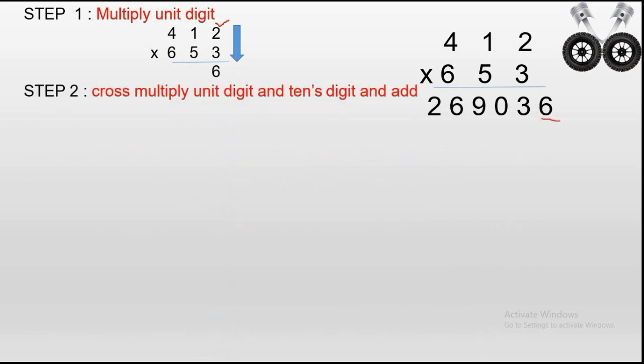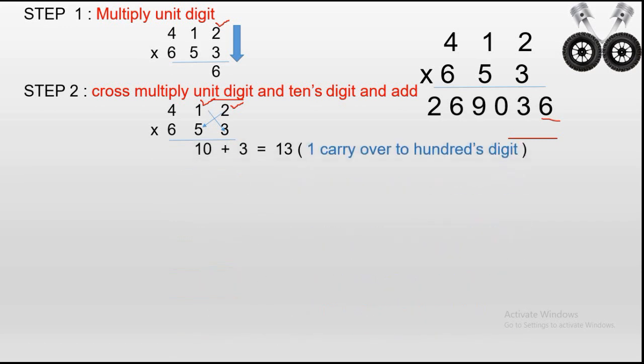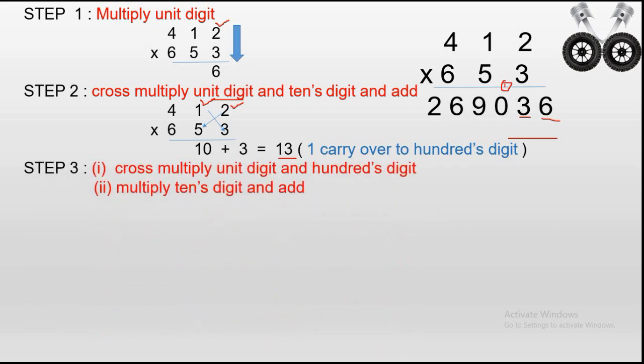Step 2, cross multiply unit digit and 10th digit and add. So after that we have to cross multiply the unit digit and 10th digit. We cross multiply the numbers in the ones place and the numbers in the 10th place. 2 into 5 is 10 and 1 into 3 is 3. So 10 plus 3 equal to 13. So in that 13 we have to write 3 in the 10th place and 1 should be written for the carryover.